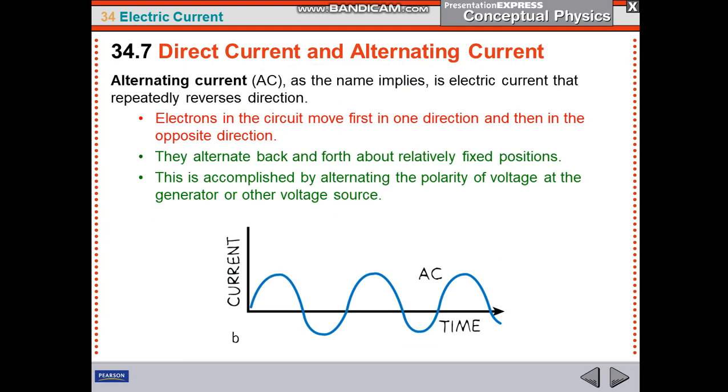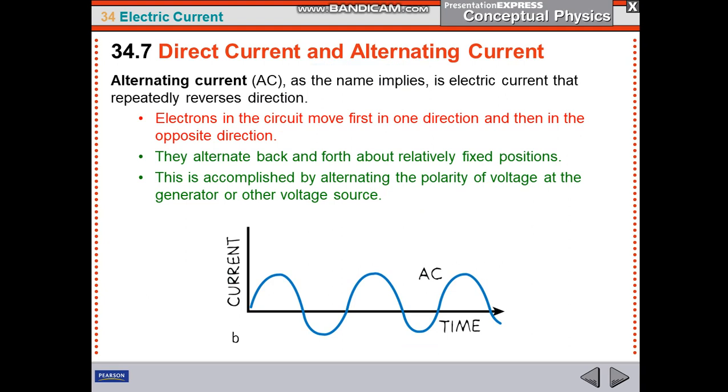What is alternating current? As the name implies, it is electric current that repeatedly reverses direction. Electrons in the circuit move first in one direction and then in the opposite direction. They alternate back and forth about relatively fixed positions. So this is accomplished by alternating the polarity of voltage at the generator or other voltage source.